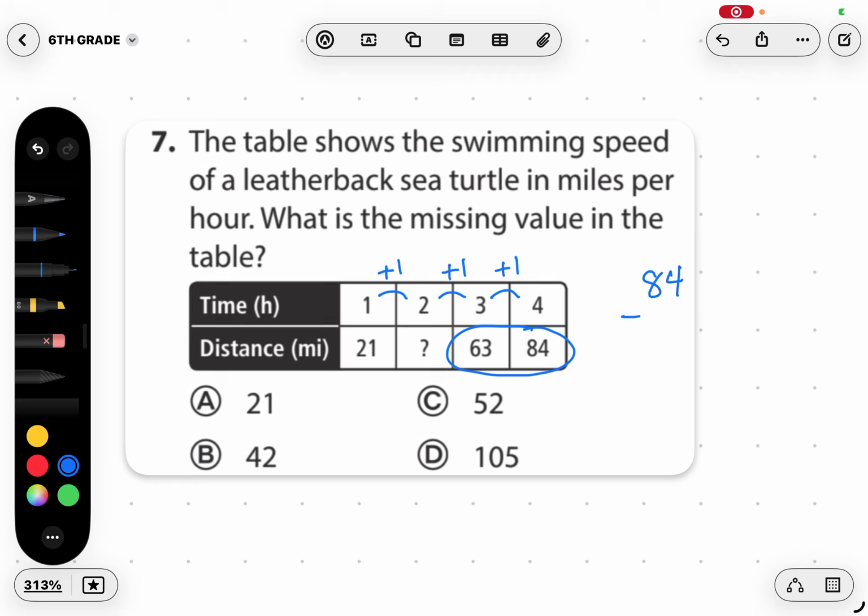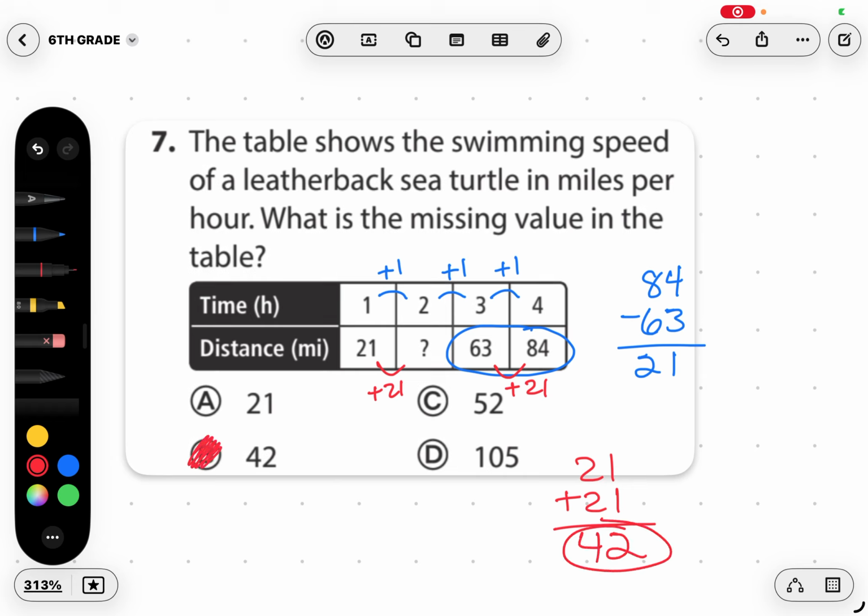So 84 minus 63. And we can actually do that by hand. 4 minus 3 is 1. 8 minus 6 is 2. So these should be increasing by 21 each time. So to figure out what the missing number is, we need to do 21 plus 21, which is 42. So there's our answer choice right there.